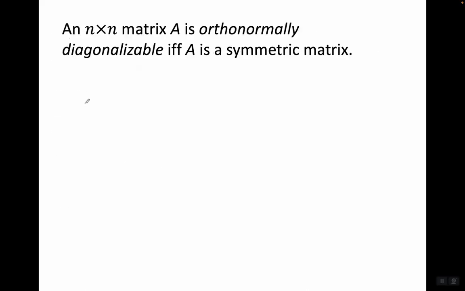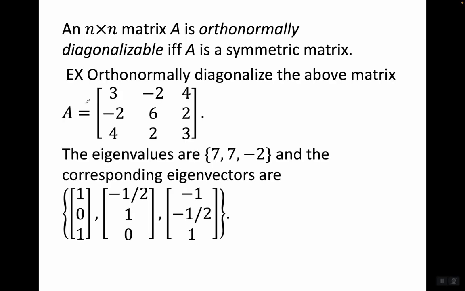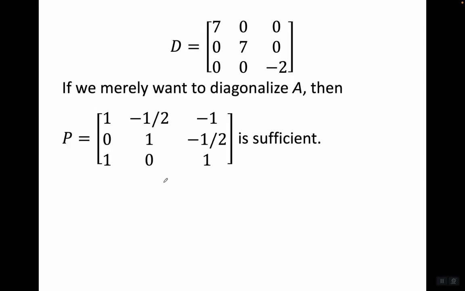An n by n matrix A is orthonormally diagonalizable if and only if A is a symmetric matrix. For example, orthonormally diagonalize the above matrix A, given here. Well, the eigenvalues are 7, 7, -2, and the corresponding eigenvectors are these. D, our diagonal matrix, is going to be 7, 7, -2 along the diagonal and zeros elsewhere.